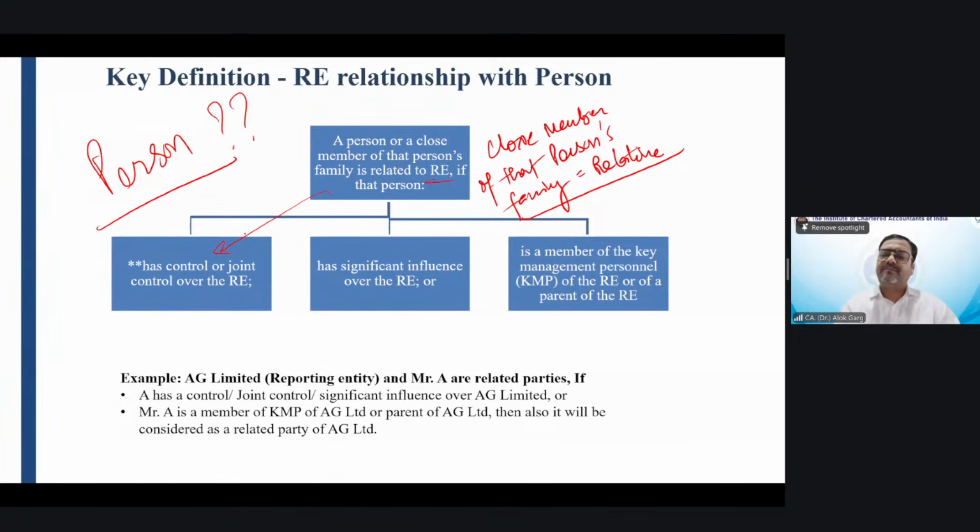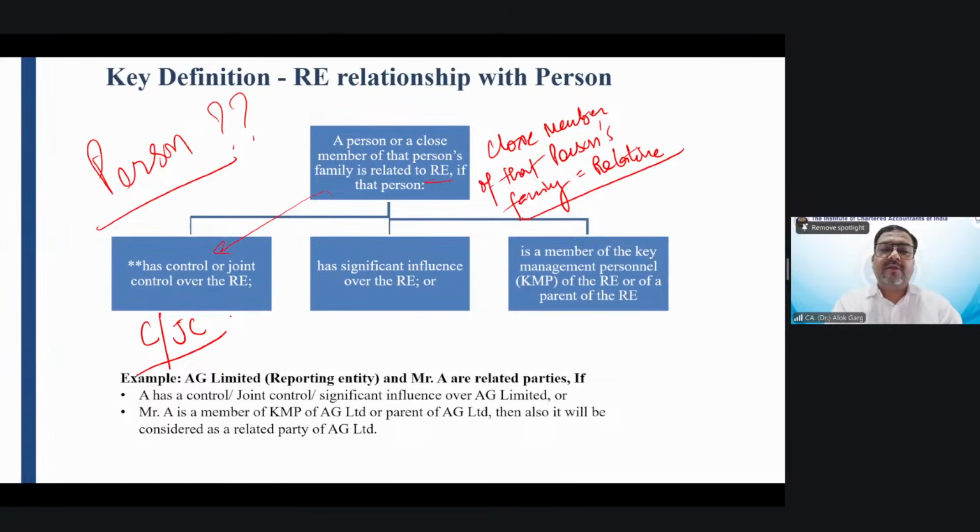So what is the first point? First, that person should have control or joint control. If that person has control or joint control over the reporting entity, the person and the relative of that person will become related parties to that reporting entity.